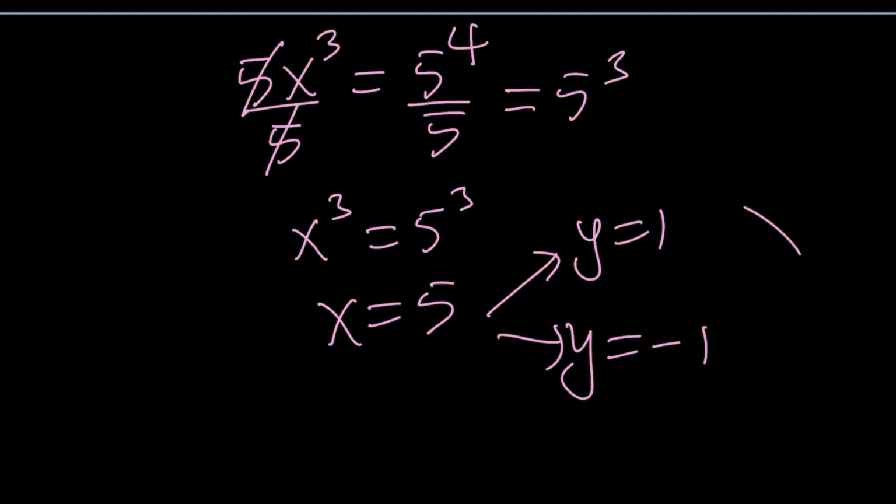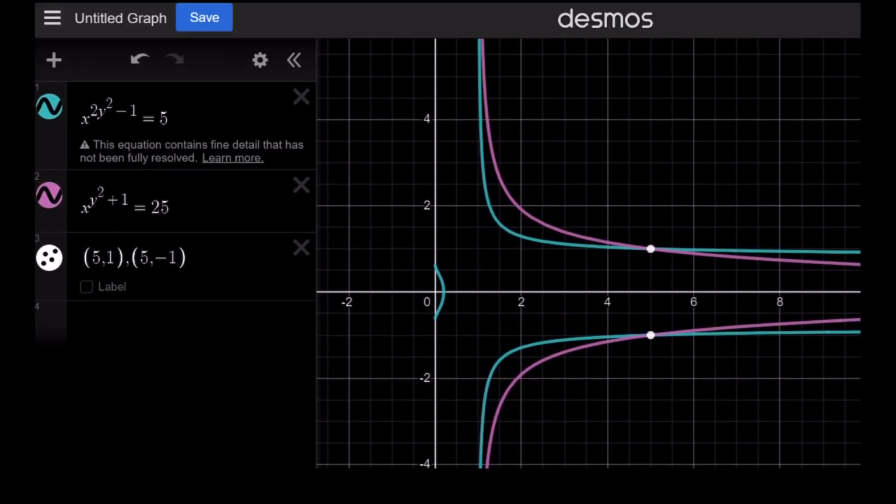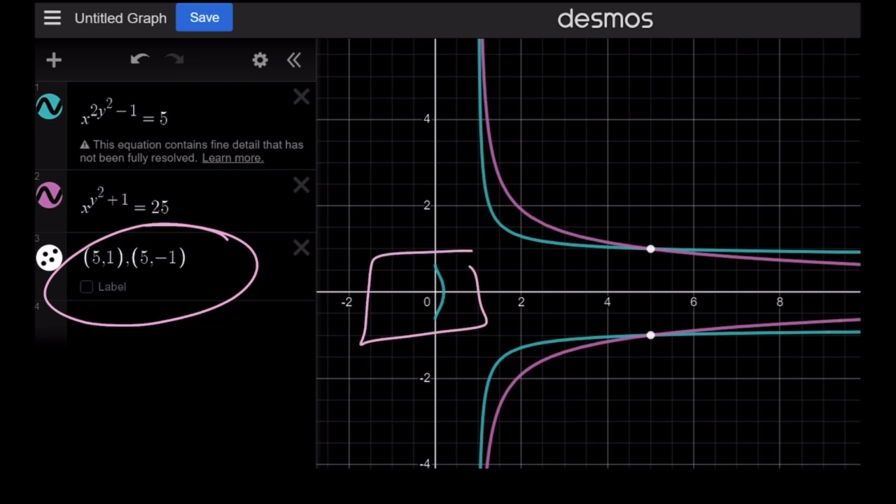Let's go ahead and take a look at the graph, and then we'll just finish up with that. So here's the graph of these two functions. They intersect at these 2 points, (5, 1) and (5, -1). So those are the only real solutions. And this graph kind of looks like a hyperbola, but there's a little interesting piece here. I don't know why we have that, but you could probably prove it.